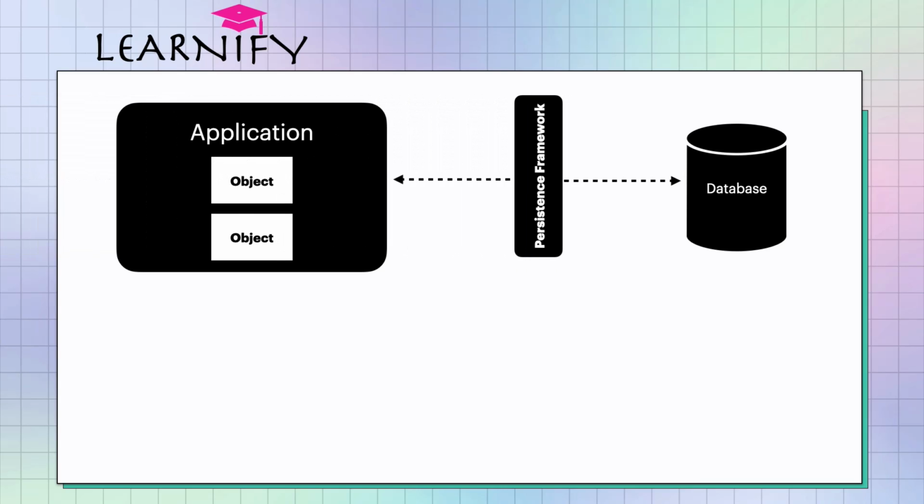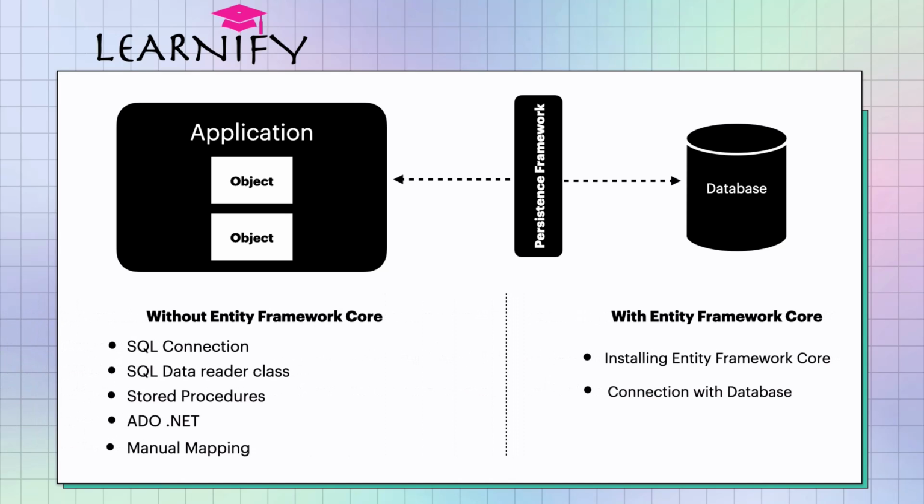You also have an option to do it without using Entity Framework Core. But for that, you'll have to manage the SQL connection. You'll have to set up a SQL data reader class, which reads data from tables row by row as if it were coming from a data stream. You'll have to set up the stored procedures, which let you reuse repeated database queries. You'll also have to know ADO.NET, which also creates a connection with a database, but it doesn't come with other features that Entity Framework Core provides. Not just that, you'll be responsible for mapping the objects to the database.